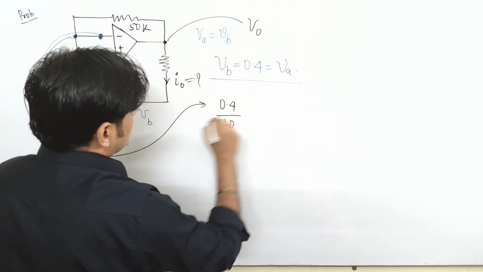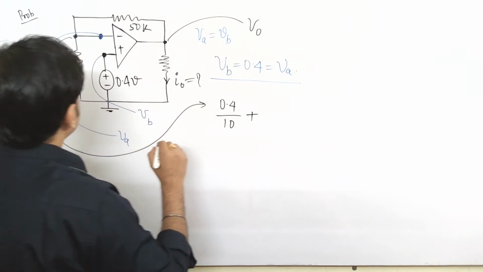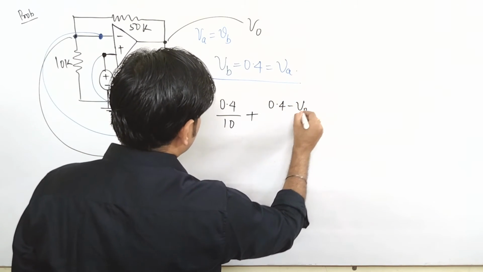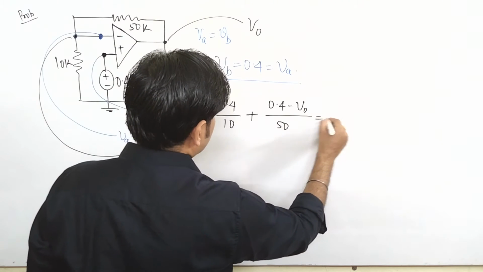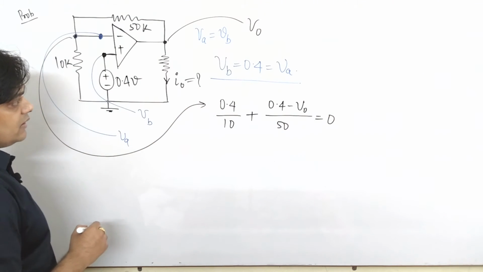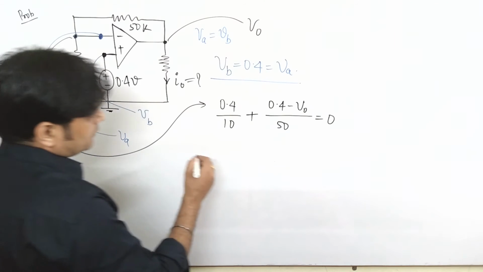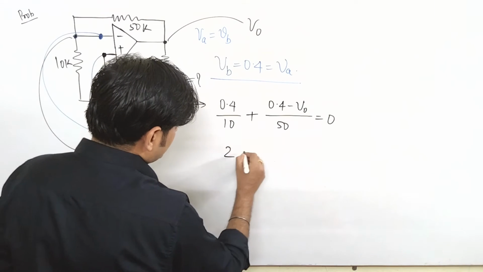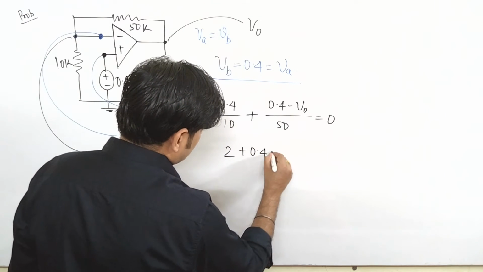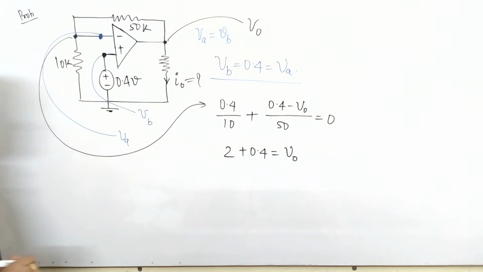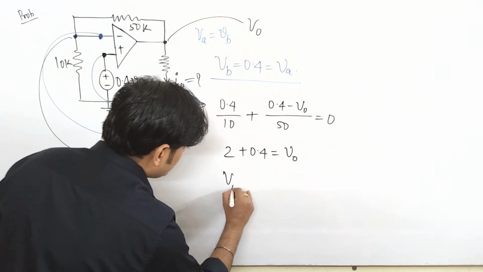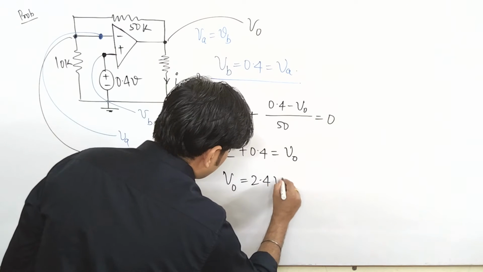This is 10K, the unit is common, and it is 0.4 minus V naught upon 50, that is equal to 0. Now multiplying by 50, it is 2 plus 0.4 is equal to V naught. Multiplied by 50, 5 into 4 is 20, it comes to be 2. So you can say that the value of V naught is 2.4 volt.